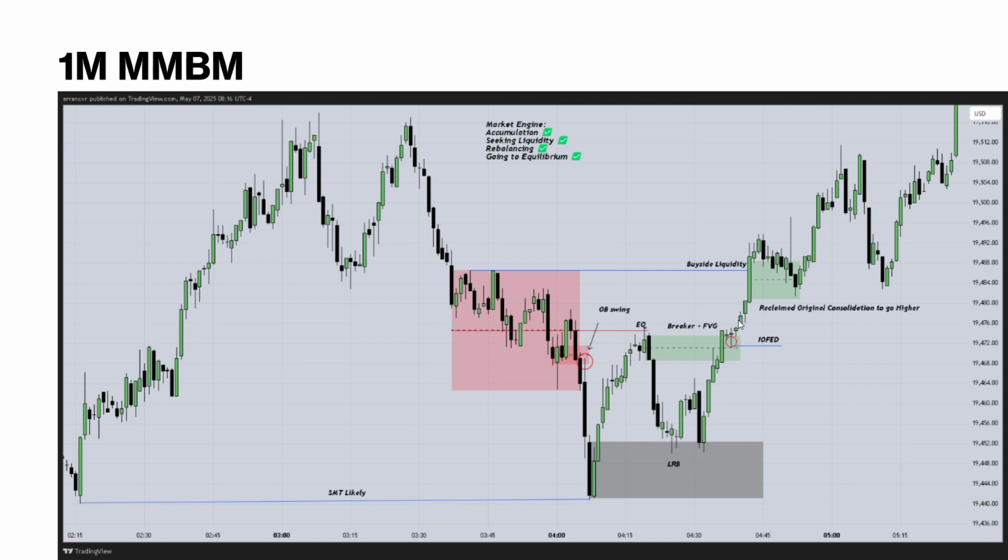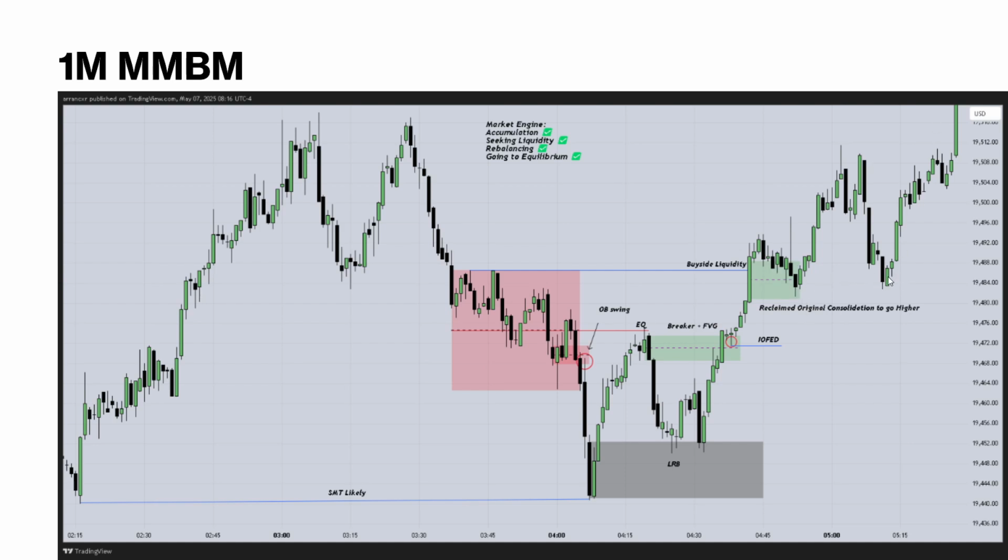Then it pumped up and made an IFED right here with a breaker as well. So this is also a unicorn model, and you have pretty much all confluence stacked up. You can see right here that the target has been reached, and you can see how price did the Mohawk. In this case, a Mohawk is basically when price just slowly grinds down before going up, creating more low resistance liquidity runs as well. We also used the original consolidation as a breaker block swing to be able to go even higher.